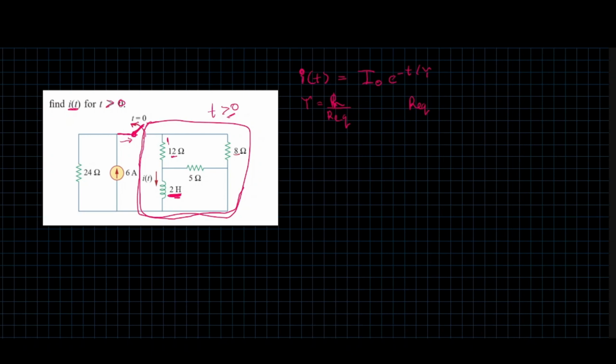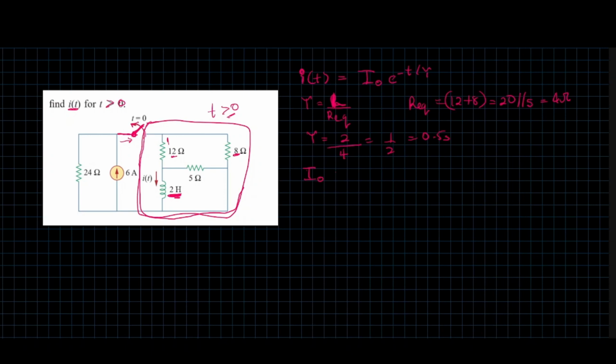To find R_eq, we simply have these three resistors. This is in series with this, so combining 12 plus 8 gives 20. Look at it, this is 5 ohms and this is the 20 ohms. Students get confused with this. You may think it's in series, but actually they share two common nodes, which automatically makes them parallel. That's what defines resistors in parallel. So 20 in parallel with 5 becomes 4 ohms. Tau, the time constant, equals 2, the value of the inductor, over 4. So it's going to be half, or 0.5 seconds.